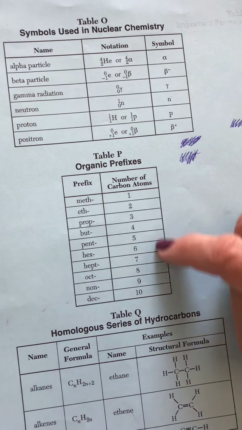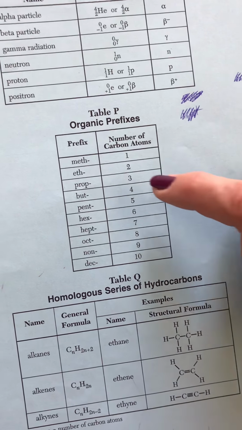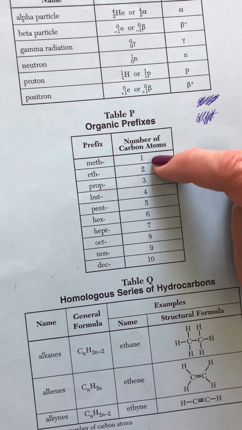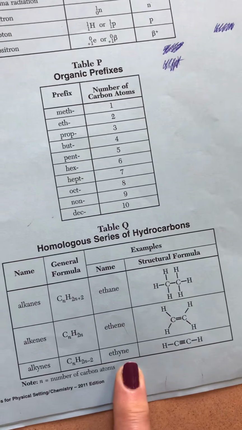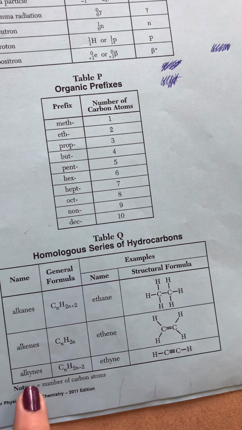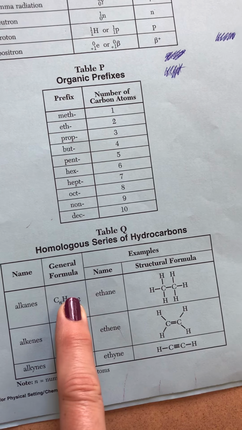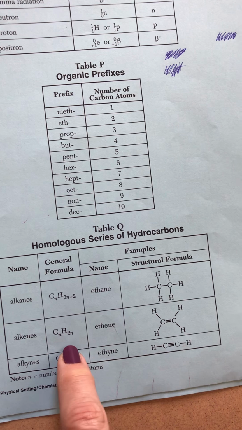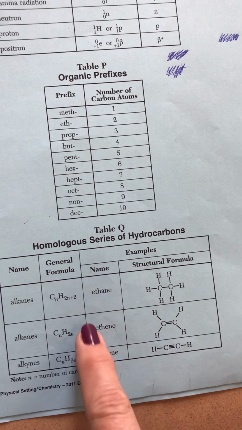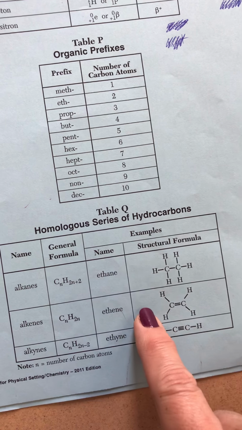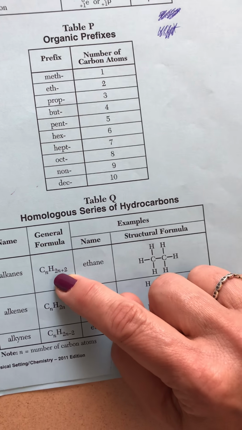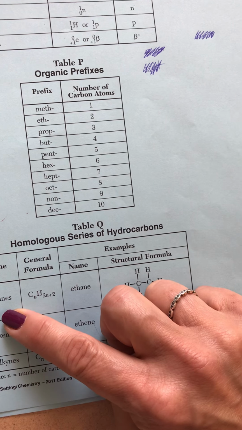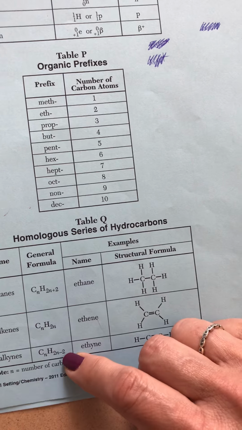For organic chemistry, there's our prefixes. So if I have 1 carbon, I use meth as a prefix. If I have 6 carbons, I use hex as a prefix. Here's my homologous hydrocarbons, so my alkanes, alkenes, alkynes. These are saturated, all single bonds. These are unsaturated, double bond, triple bond, and you name them with ane, ene, or yne, and they have that formula. If the H's are double the C's plus 2, it's going to have all single bonds. If it's double minus 2, it's going to have a triple bond.